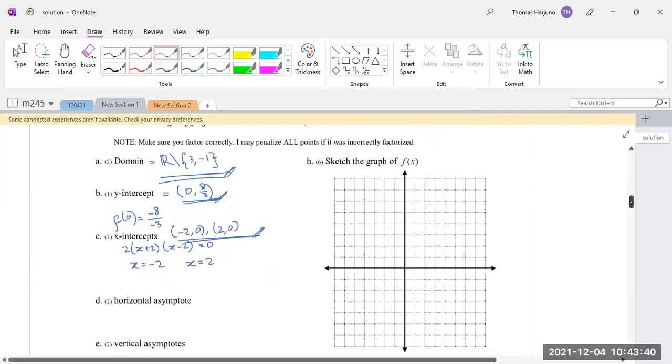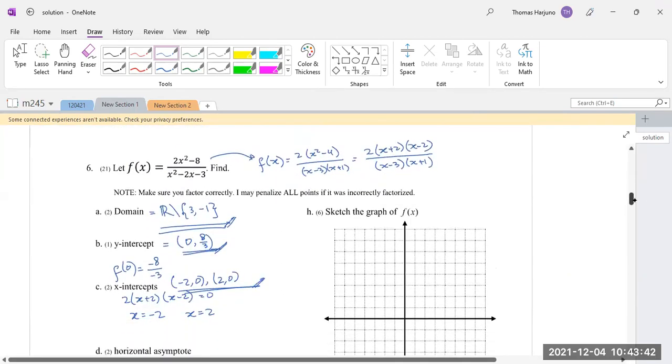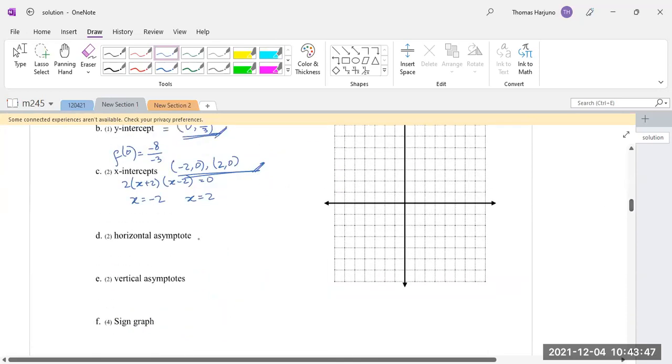Horizontal asymptotes. The degrees are the same, degree of 2 on the top, degree of 2 at the bottom. So the horizontal asymptote is y equals leading coefficient over leading coefficient, so y equals 2. And don't forget, it has to be a linear equation. It's y equals something. Vertical asymptotes, that's when the denominator equals 0. So either x equals 3 or x equals -1.